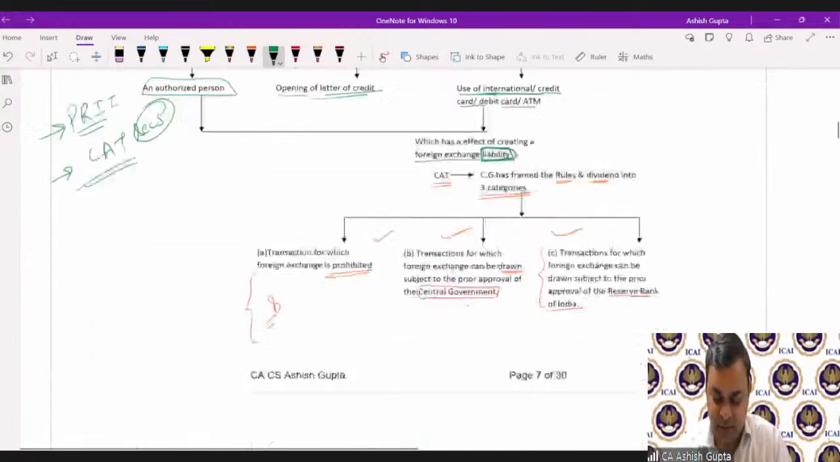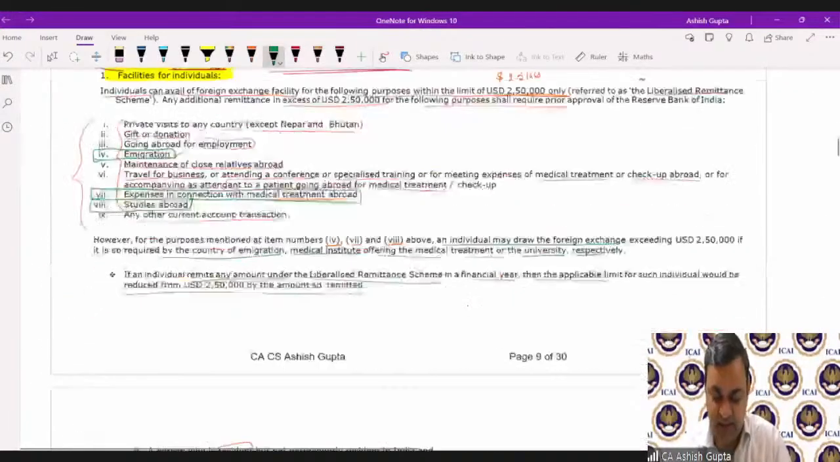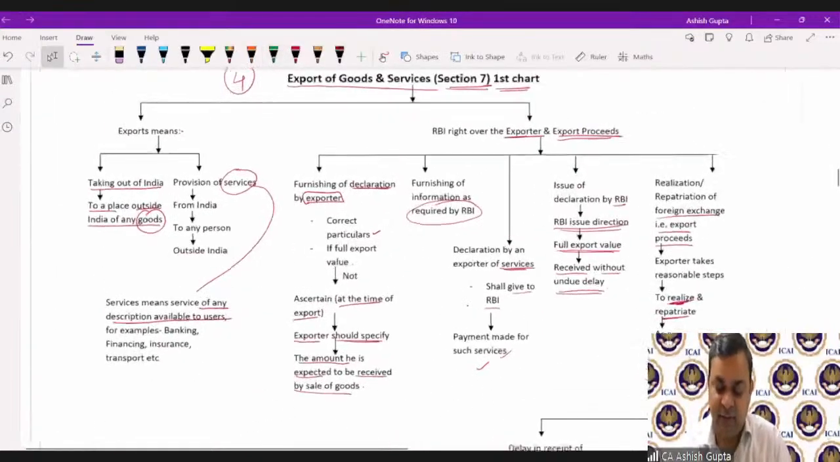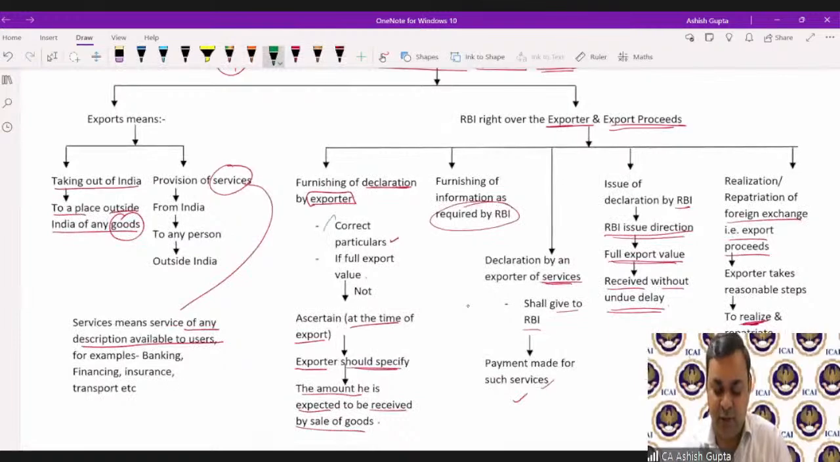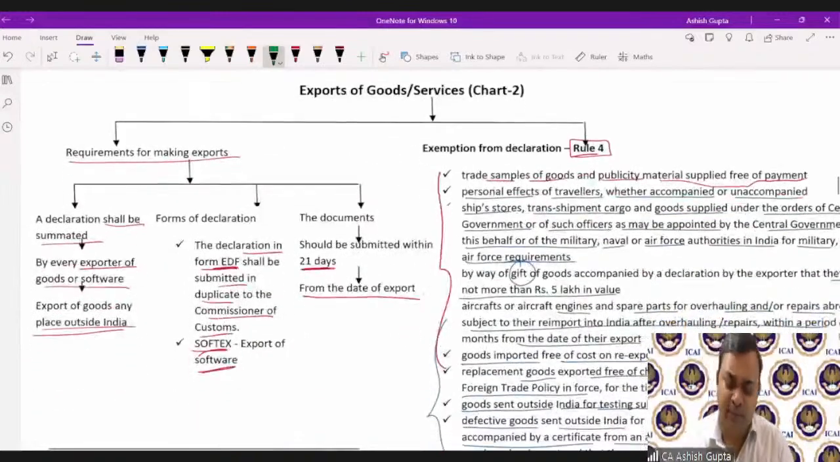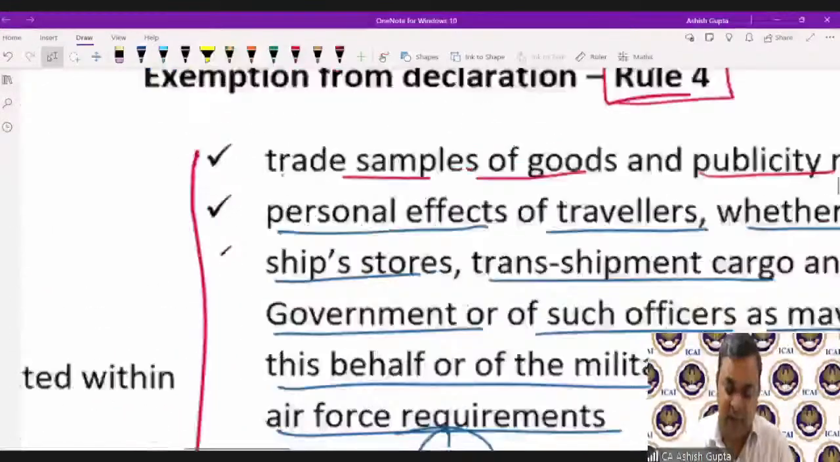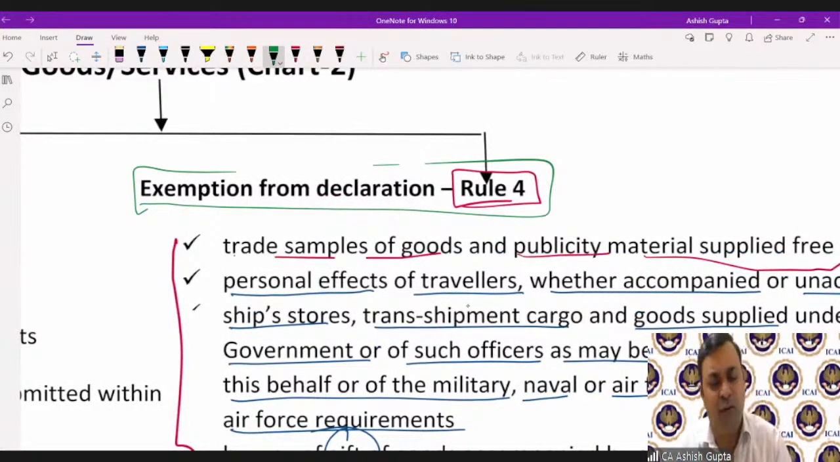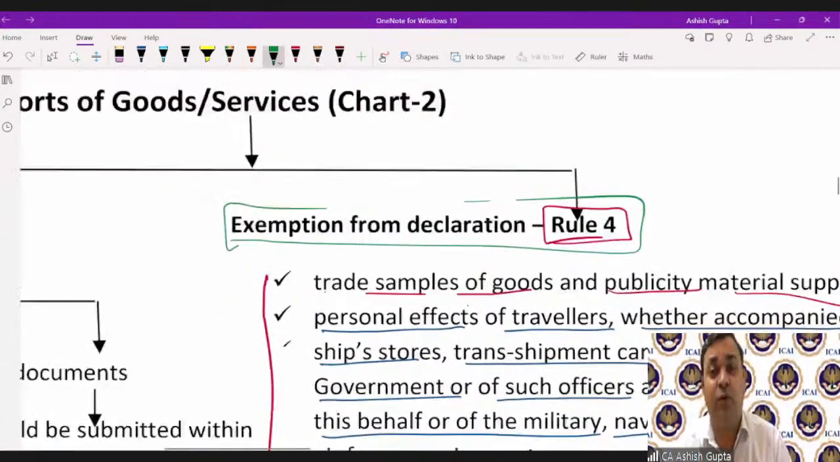So these are the definition part. This is the definition of PRII. These are the concepts of current account transaction, capital account transaction, and export of goods. And you need to mention the correct particulars. If that is not determined at the time of export, you need to provide a basic criteria of what amount you are going to receive. Rule 4 is important because that talks about the exemption from declaration. An exam point also, rule 4 of section 7 is important.